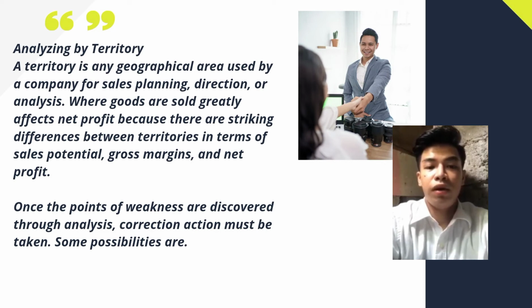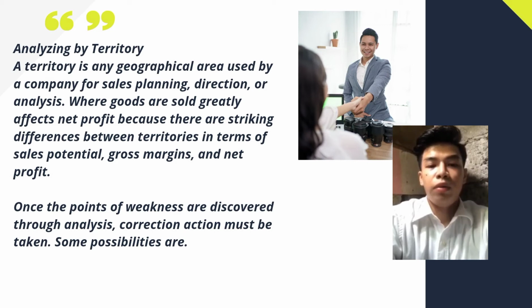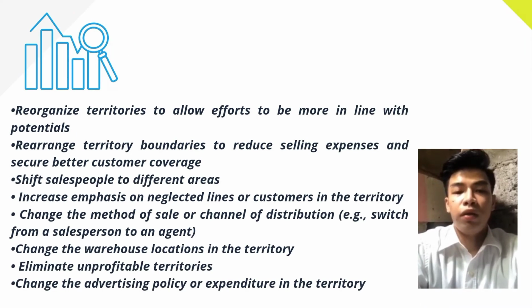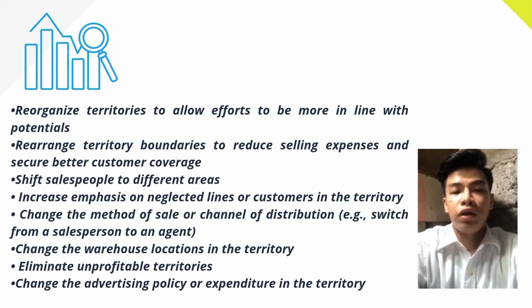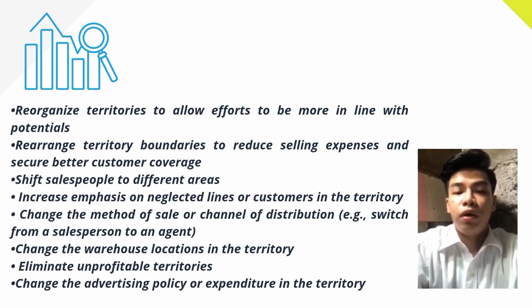Analysis of where goods are sold greatly affects the net profit, because there are big differences between territories in terms of sales potential, gross margins, and net profit. Once the points of weakness are discovered by the analysis, corrective action must be taken. Some possibilities are: number 1, realign the territories to allow efforts to be more in line with potential. Number 2, rearrange territory boundaries to reduce selling expense or secure better customer coverage.